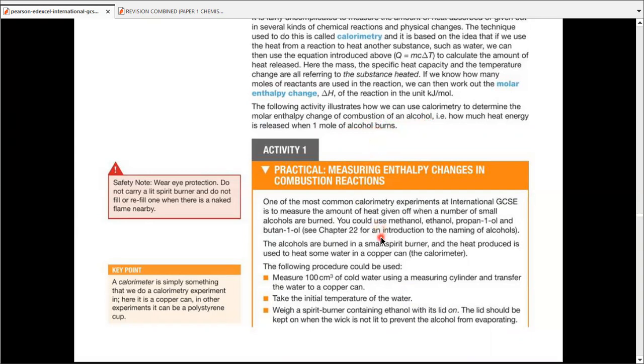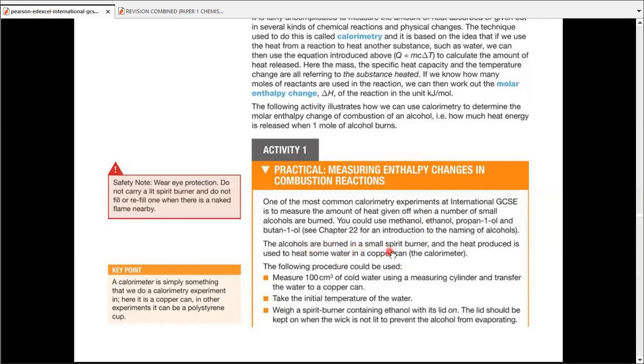Let's go for an actual experiment. Now, measuring enthalpy changes in combustion reactions. We're going to measure the amount of heat given off when alcohols are burned. This is a part of IGCSE. Now, we are going to talk about chapter 22 for alcohols. For now, just the name is enough for the alcohol. Now, what do we do?